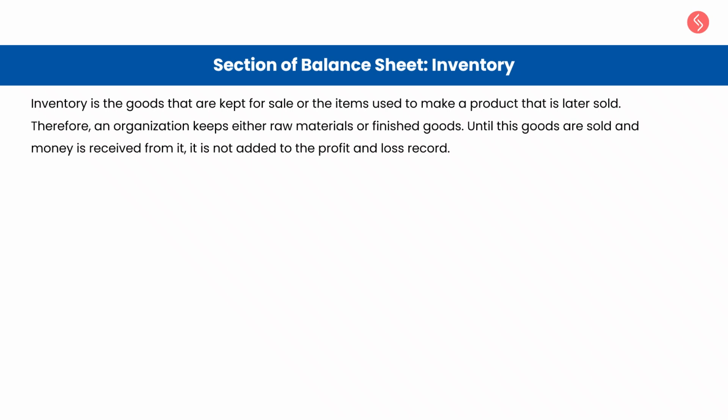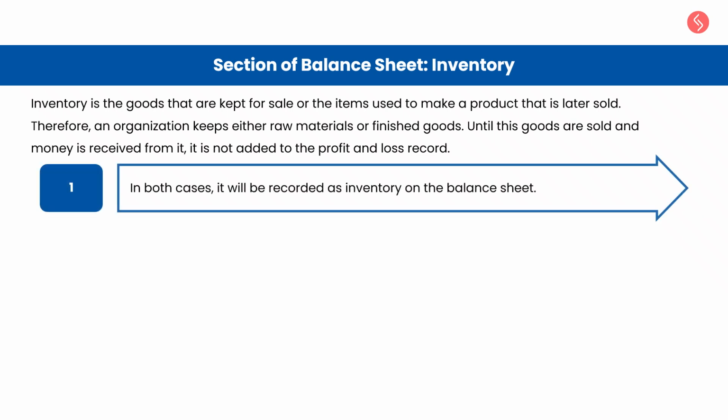Inventory is the goods that are kept for sale or the items used to make a product that is later sold. Therefore, an organization keeps either raw materials or finished goods. Until these goods are sold and money is received from it, it is not added to the profit and loss record. In both cases, it will be recorded as inventory on the balance sheet.